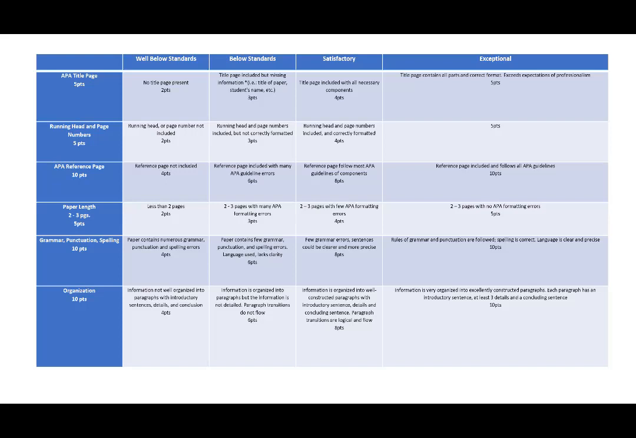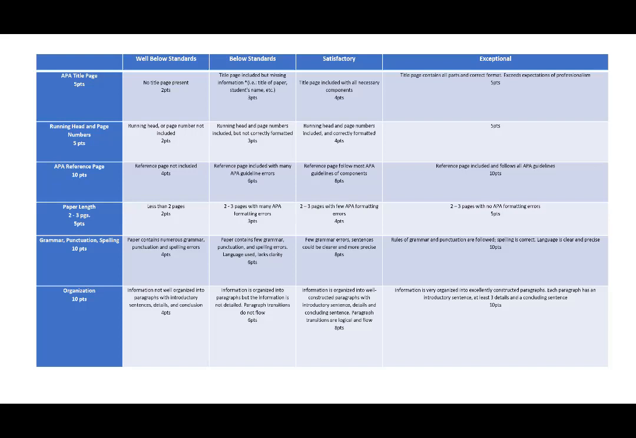Just do it the way it says. Next thing, it says running head and page numbers. The running head and the page numbers are going to be on every one of your pages. You would get 5 points for that if you do that on every one of them. If you do not include one or the other, you are down to 2 points immediately.